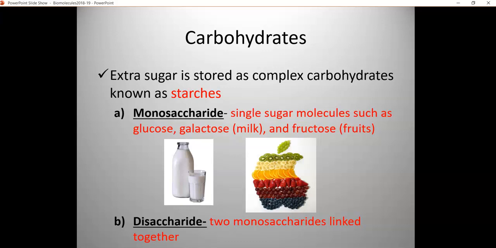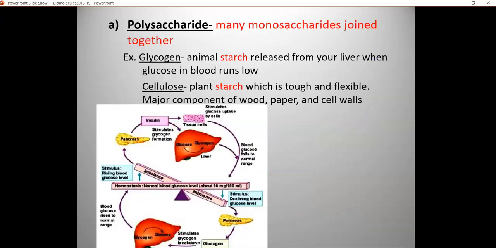And your disaccharides, which is two molecules linked together. A polysaccharide is many saccharides joined together. Glycogen, which is an animal starch released from your liver when your blood glucose runs low. And cellulose, the plant starch, which is tough and flexible, a major component of wood, paper, and cell walls, which are only found in plants.